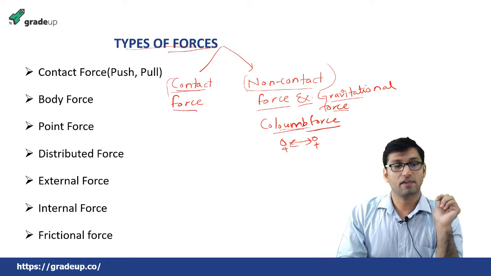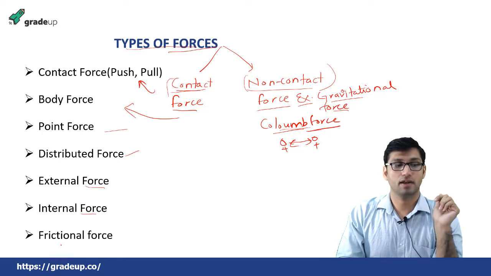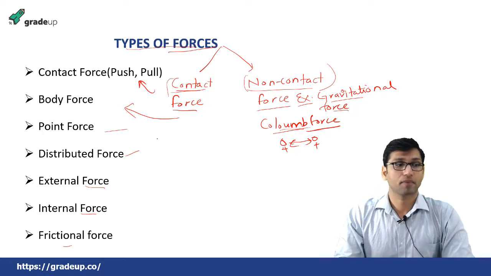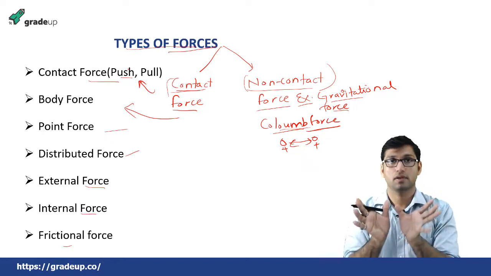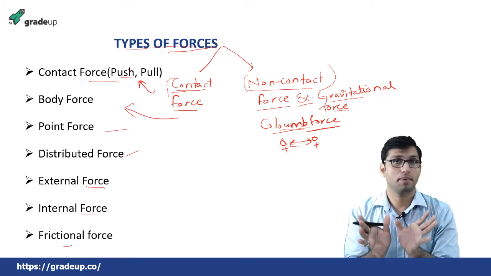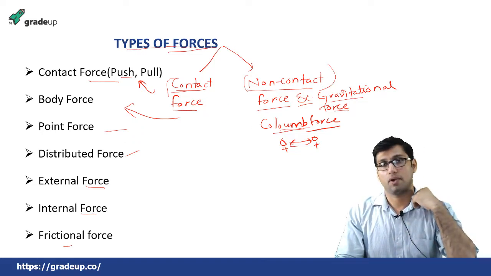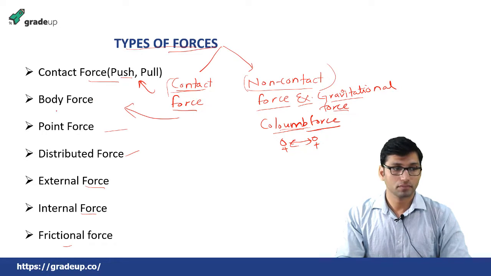The other is called contact force. Examples of contact force: push and pull, body force, point force, distributed force, external, internal and frictional force. All these forces are called contact forces because they require surface contact for the force to act. For pushing someone, you are required to be in contact with the body on which you are applying the pushing or pulling force. Body force is a force which is contained by the body. This is also called body force.